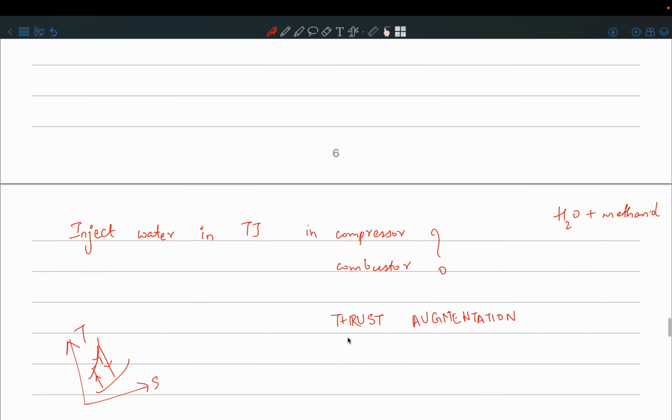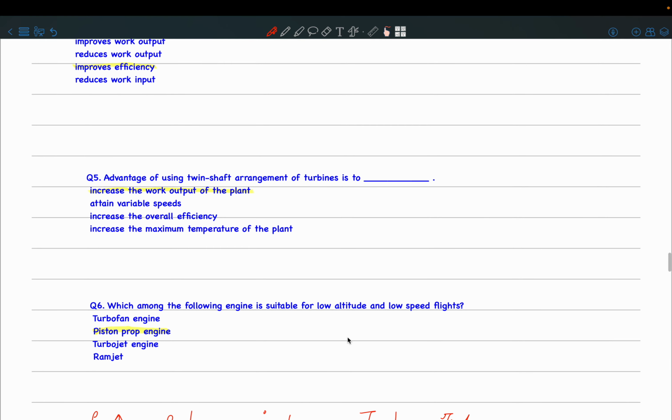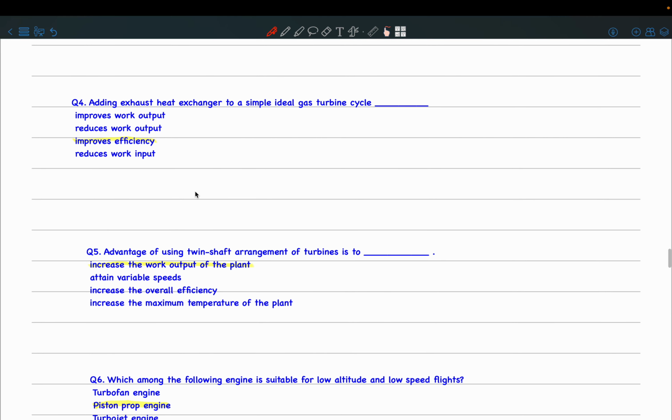Heat exchanger. Okay, let me go back. No, it's not question 5. Question 4. Okay. So adding an exhaust heat exchanger to a simple ideal gas turbine cycle would improve the efficiency. So you are adding a heat exchanger to the exhaust, right? And at the exhaust, like we discussed, the temperature of the exit is much higher. So TE is very high.